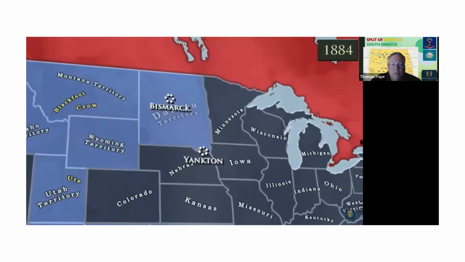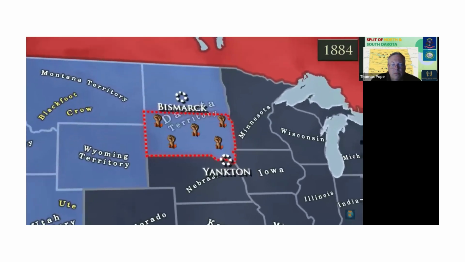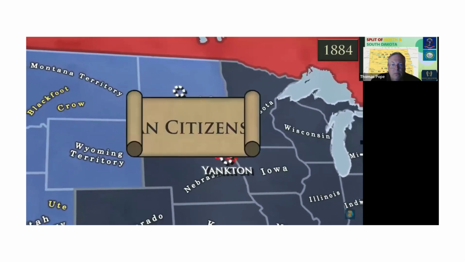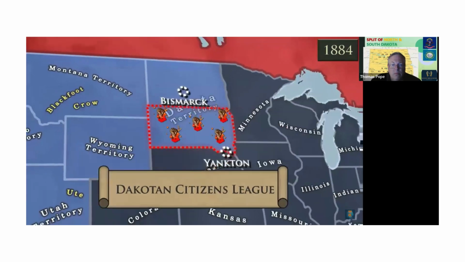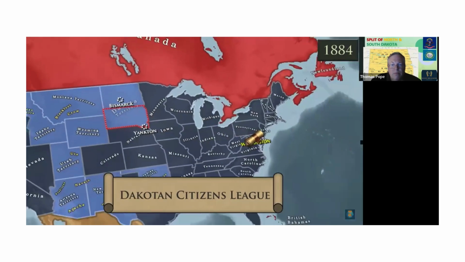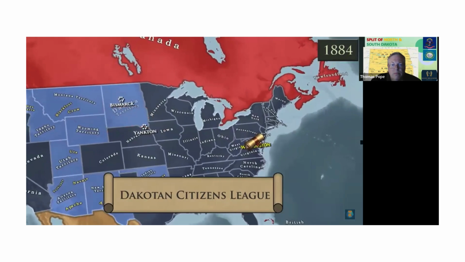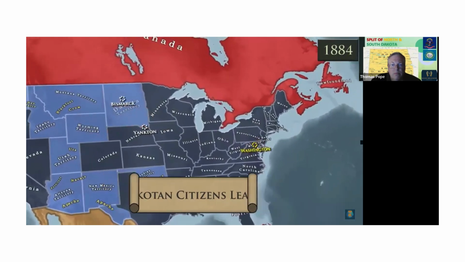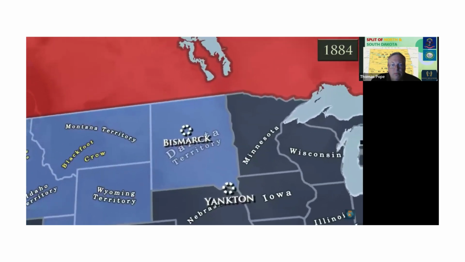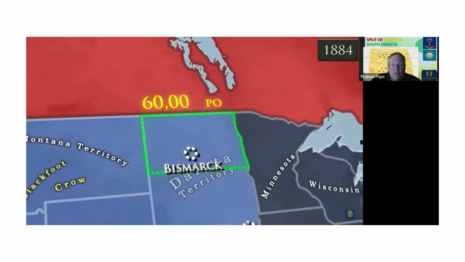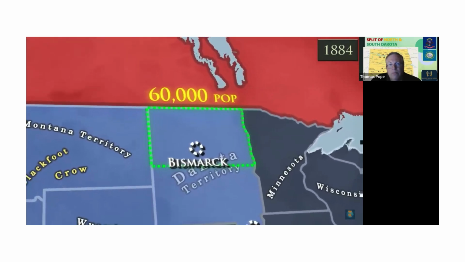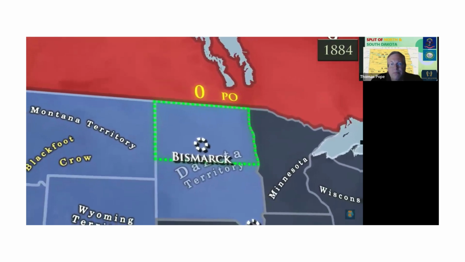Deeply unhappy with the shift in power, residents of South Dakota decided that enough was enough. In 1884, they formed the Dakotan Citizens League, drew up a state constitution, and petitioned Congress to allow them to join the Union as a separate state. Congress shot them down. They were told to either join as one united Dakota or wait for North Dakota to meet the 60,000 population threshold to be a state of its own as well. The South Dakotans chose to wait.